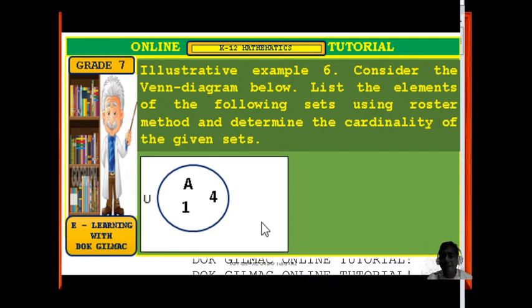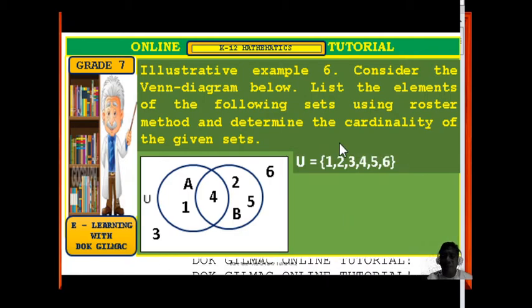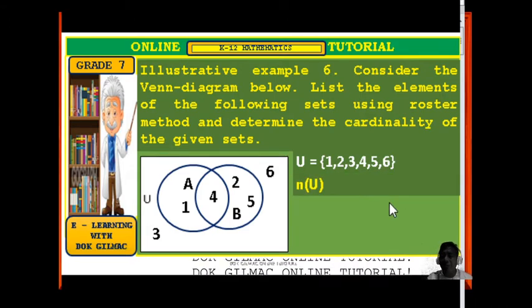Then we have here another circle, which is our set B. So here are the elements. As you can see here, all of these belong to the universal set: 1, 2, 3, 4, 5, 6. So the elements of the universal set are 1, 2, 3, 4, 5, 6. Therefore, n of U is equal to 6. So take note of that.